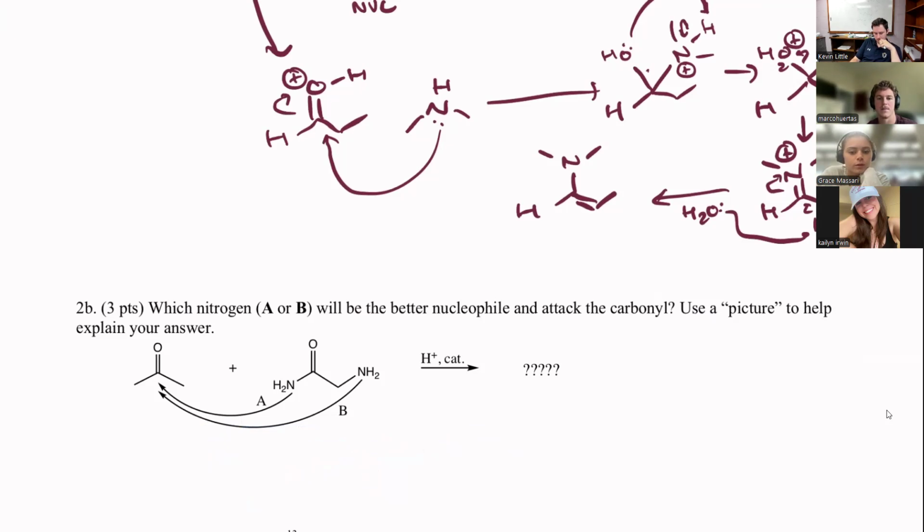Is it resonance? It is the resonance. So it's the A nitrogen because of resonance. Well, let's think about it. What is resonance? What is resonating here? Electrons. They can go from the oxygen double bond up into the oxygen and then from the nitrogen to the bond with the carbon.